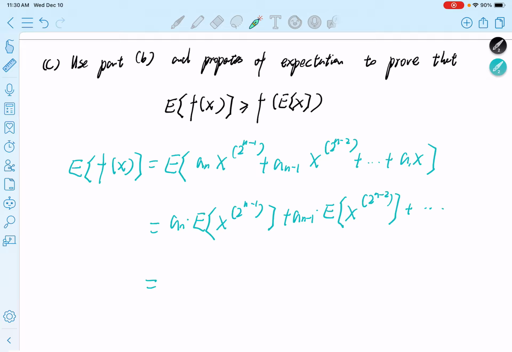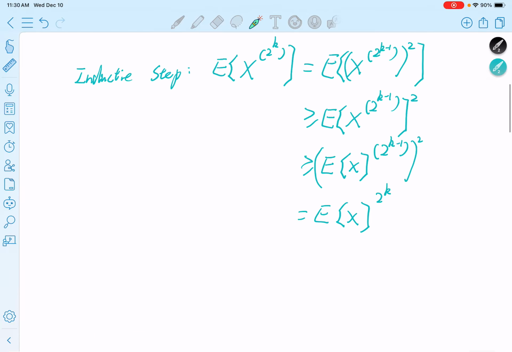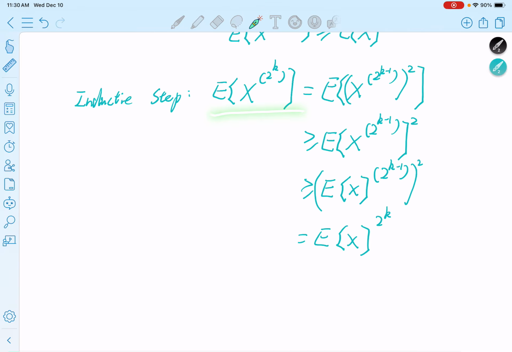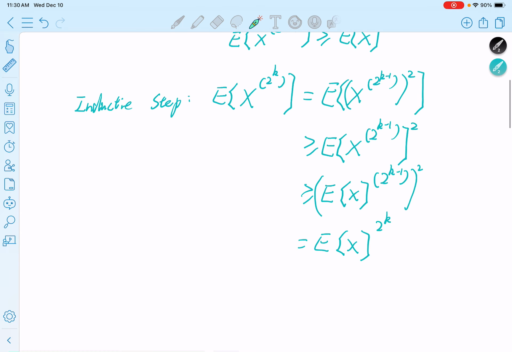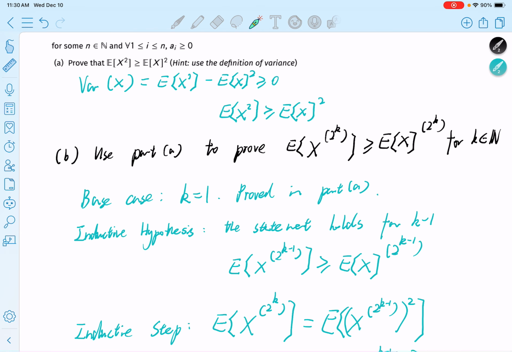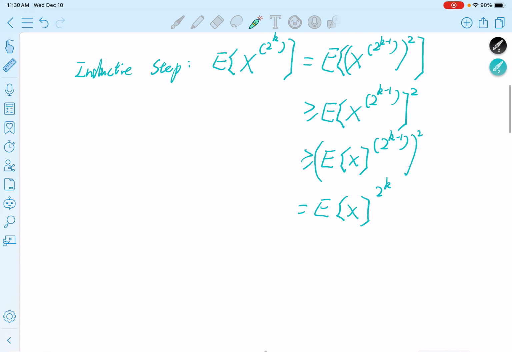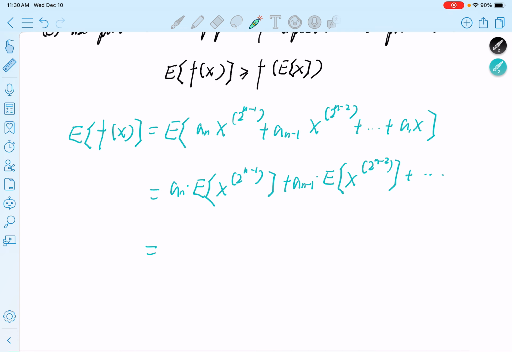And this term looks familiar to you because this is exactly what we get from part B, right? So if you look at part B, what it tells us is that for part A, you can take out the squared from expectation. From part B, not only you can take out the squared, but you can take out the 2 to the k out from the expectation. So for this part, we apply the result we get from part B. So we have this inequality.